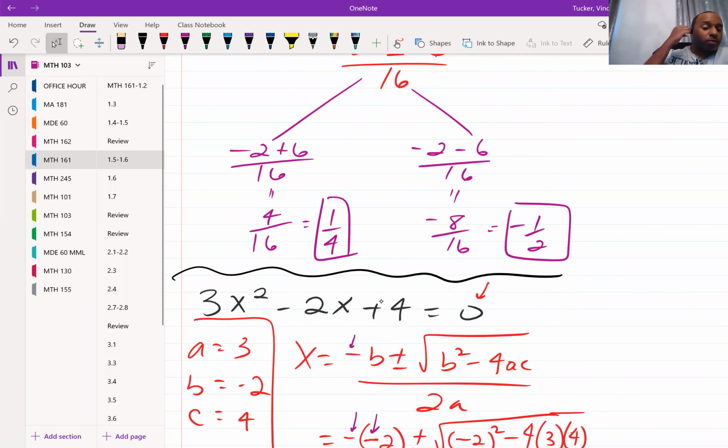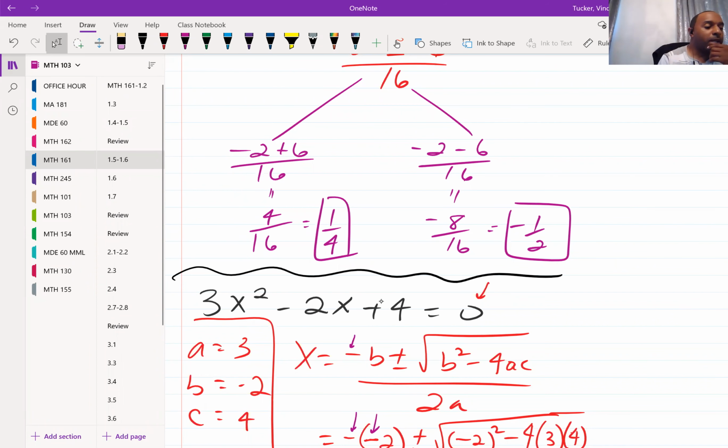Okay, next one is 3x squared minus 2x plus 4 equal to 0. Now here we already have one side set equal to 0, so that's good for us. We don't have to do anything extra, and we can just pick out what A, B, and C are. So A is 3, B is -2, C is 4.